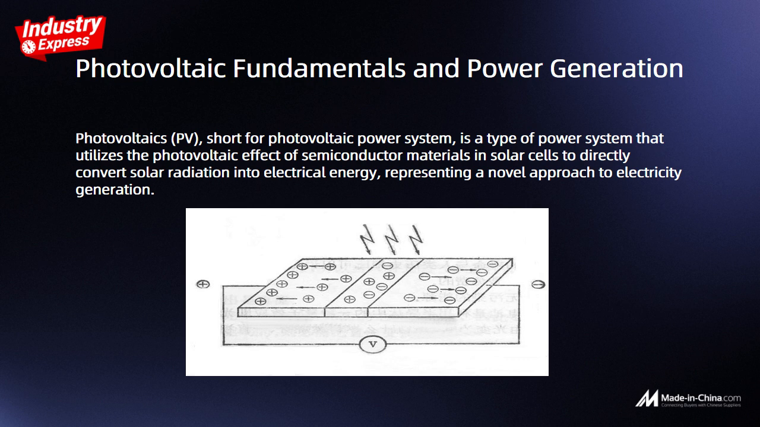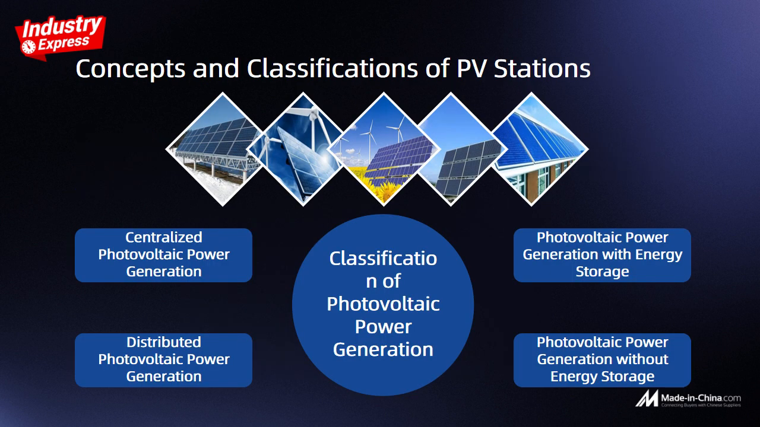As we all know, photovoltaics, short for photovoltaic power system, is a type of power system that utilizes the photovoltaic effect of semiconductor materials in solar cells to directly convert solar radiation into electrical energy, representing a novel approach to electricity generation. Let's take a look at what solar power stations are all about and the different types they come in. Photovoltaic power generation can be classified into centralized photovoltaic power generation, distributed photovoltaic power generation, storage-capable photovoltaic power generation, and non-storage photovoltaic power generation.